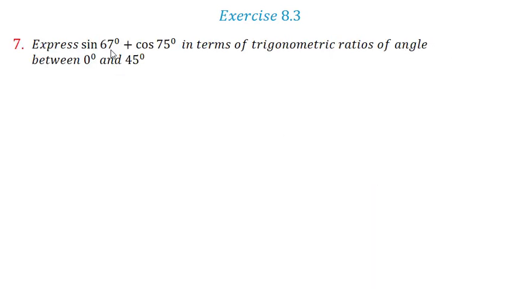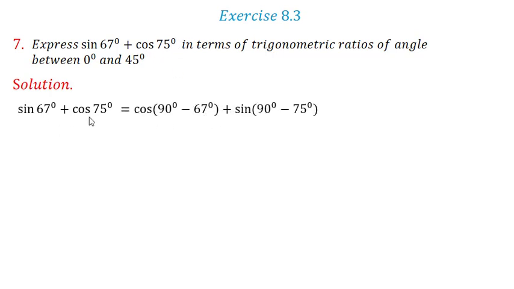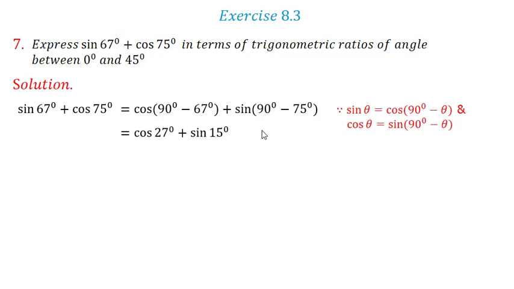Now express sine 67 degree and cos 75 degree in terms of trigonometric ratios of angles between 0 and 45 degree. So this is sine 67 degree. I can convert it into cos and I will get an angle which is less than 45 degree, as this 67 is more than 45, right? And this cos 75 I can convert into sine. So let us convert this sine into cos and this cos into sine using the complementary relations which we have done, and this gives me cos 27 degree plus sine 15 degree. So this is how we have expressed sine 67 degree plus cos 75 degree in terms of angles less than 45 degree.